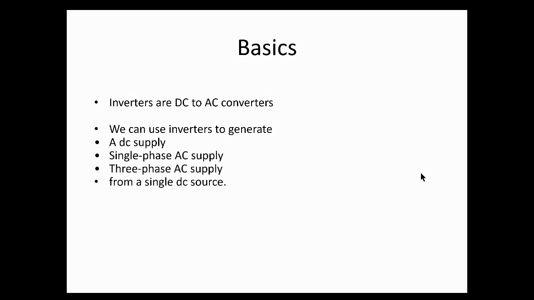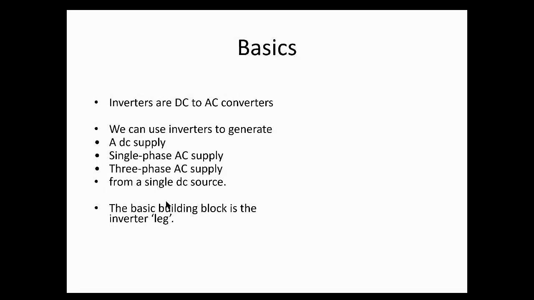So also, what it does, we can have single phase as well as three phase supply. All of this from just a single DC source, right? And we'll be looking at the three in a little while, right? So how we use a single DC source to produce a single phase AC and three phase AC. I'll be looking at that shortly.